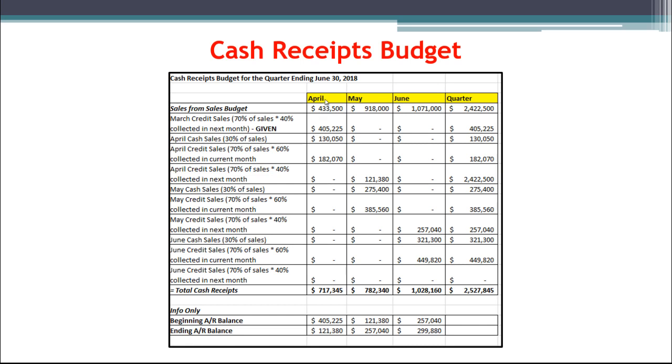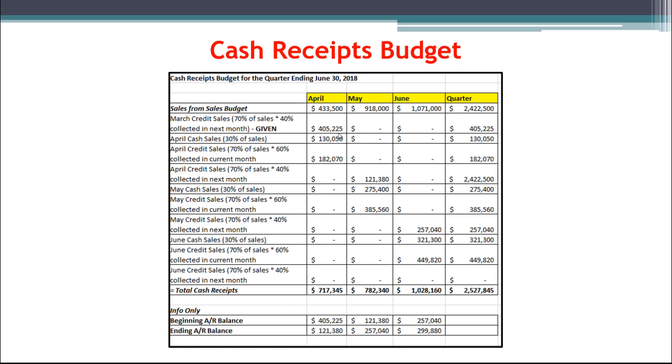So by the way, for April, we would have needed to know March's sales to determine how much of March's sales were going to be collected in April. But let's just assume that's a given amount. This would have been March's sales multiplied by 70%, multiplied by 40% collected in the next month, which of course is April. So this is given to us.